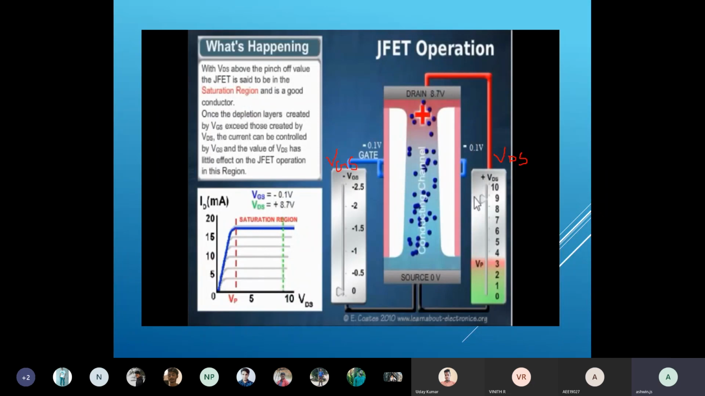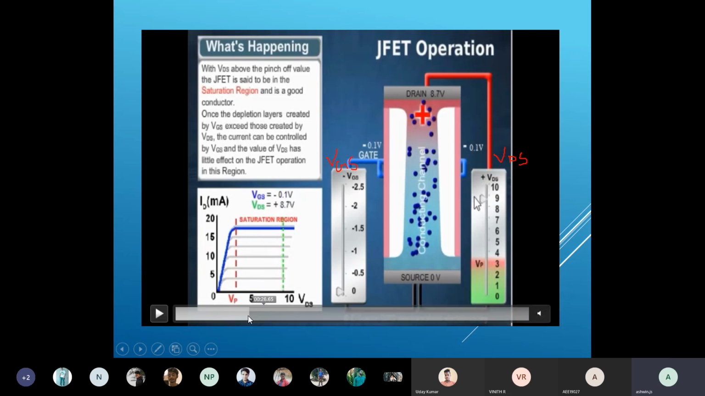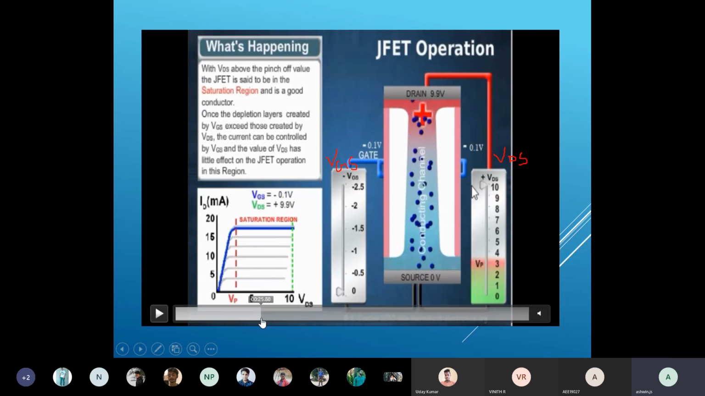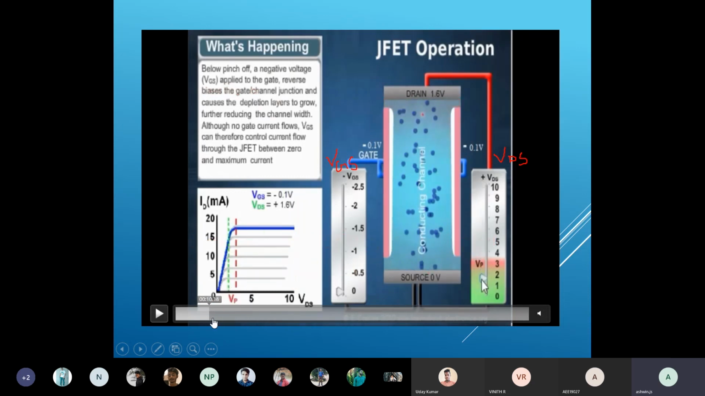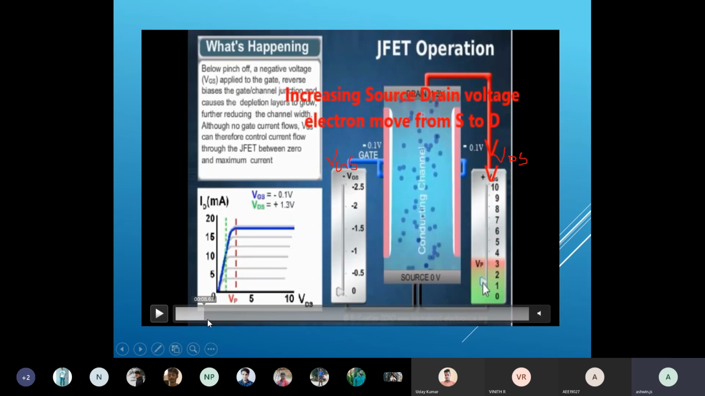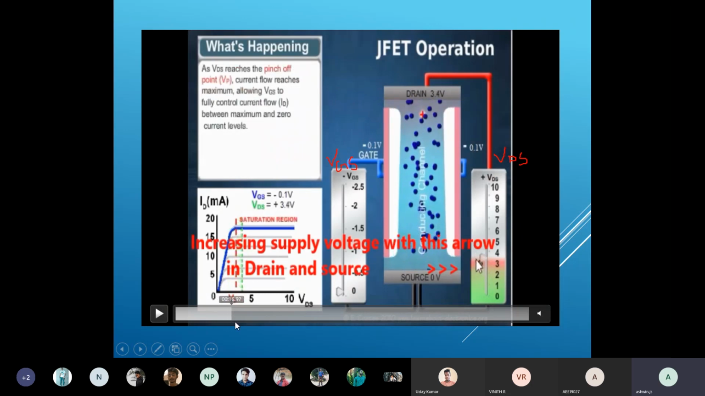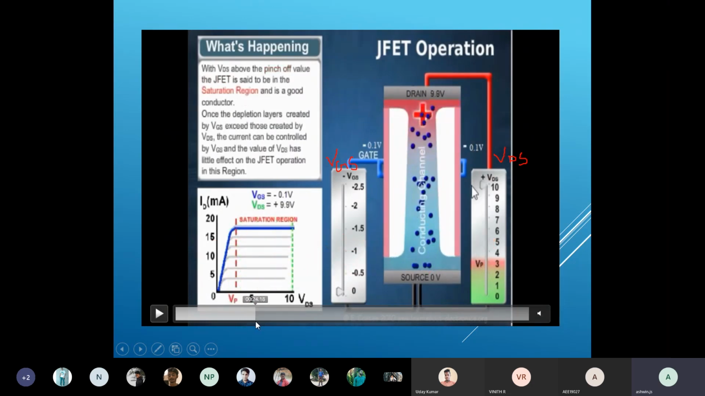So that's why they are representing the saturation region here. Up to this it is pinch-off, and after that the path through which the electrons flow from source to drain becomes very narrow. So it makes only a constant current flow. Until it crosses the pinch-off, it is called ohmic. Ohmic means there is a change in the resistance, so the current flow is also changing. Once it becomes constant, the current flow is constant, so the resistance is not changing.